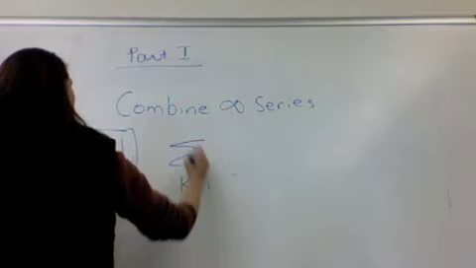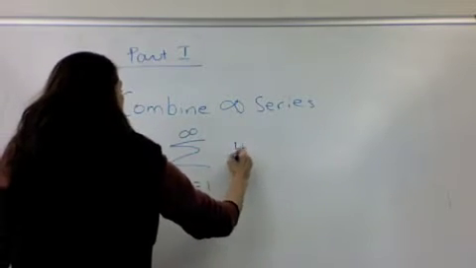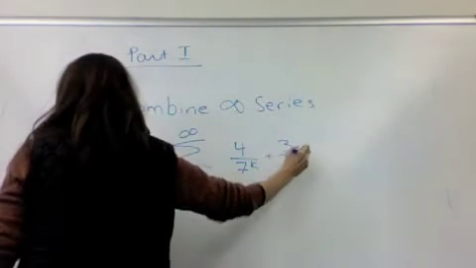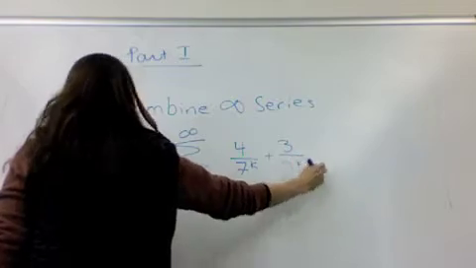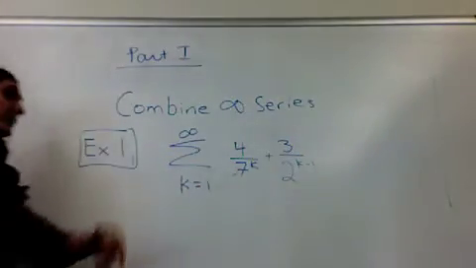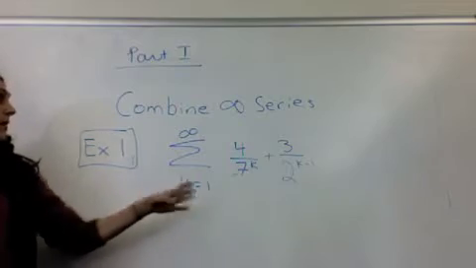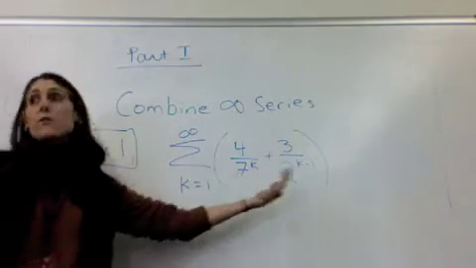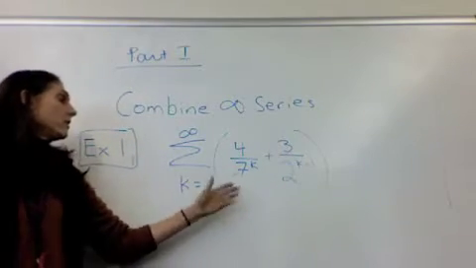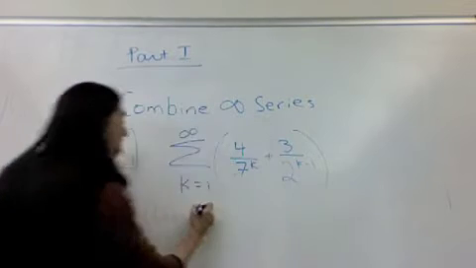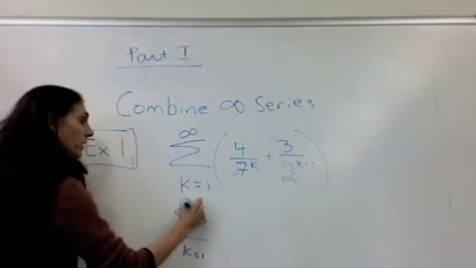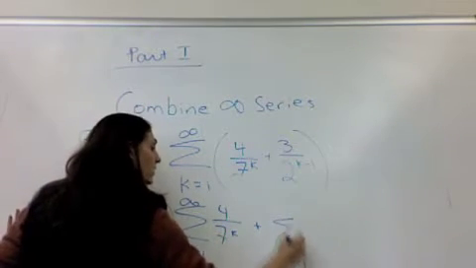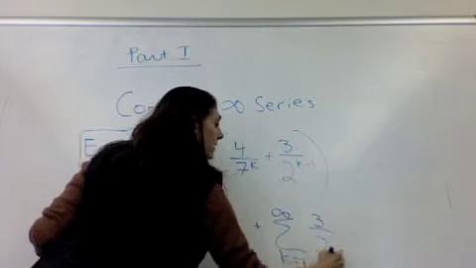Summation k equals 1 to infinity of 4 over 7 to the k power plus 3 over 2 to the k minus 1 power. Okay, not a very pretty example, but this will do for us. So now we have, really this is 2 infinite series, right? I could rewrite this as the sum k equals 1 to infinity of 4 over 7 to the k power plus the sum k equals 1 to infinity of 3 over 2 to the k minus 1 power.